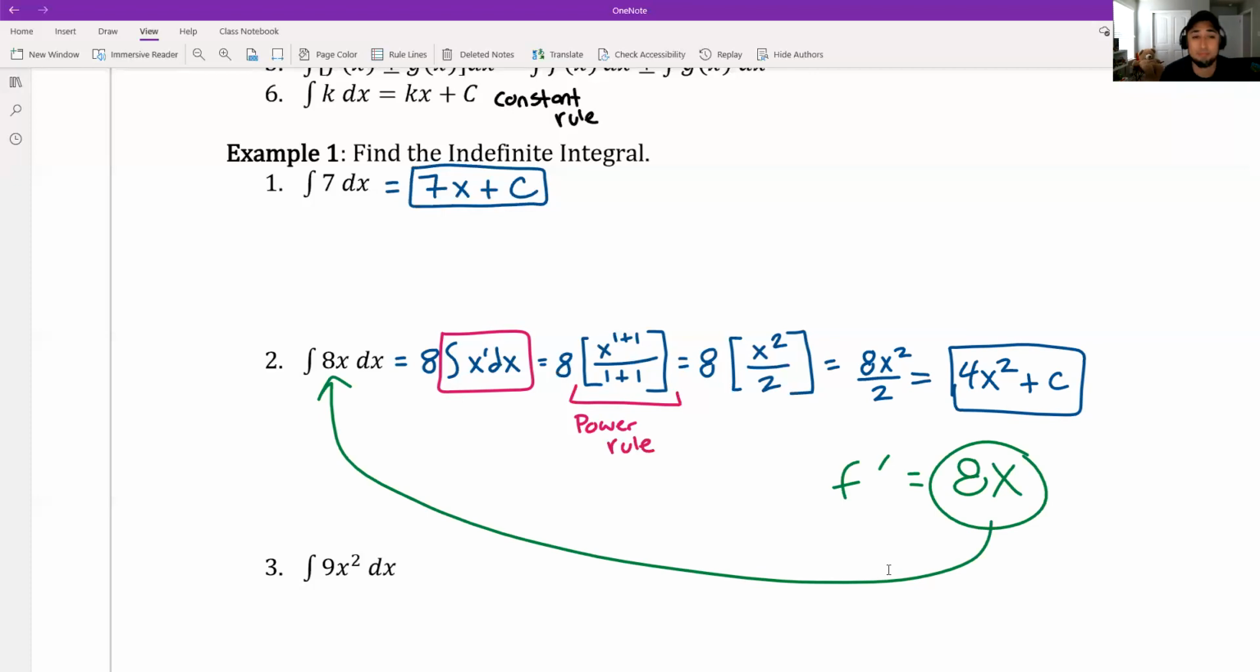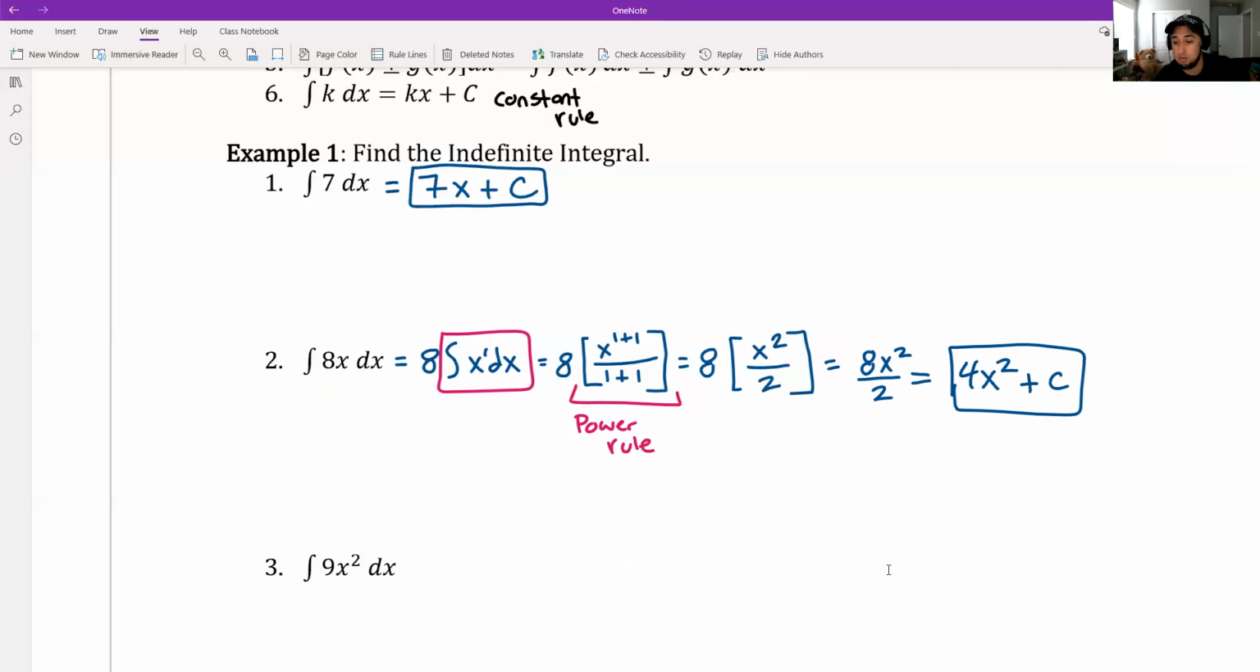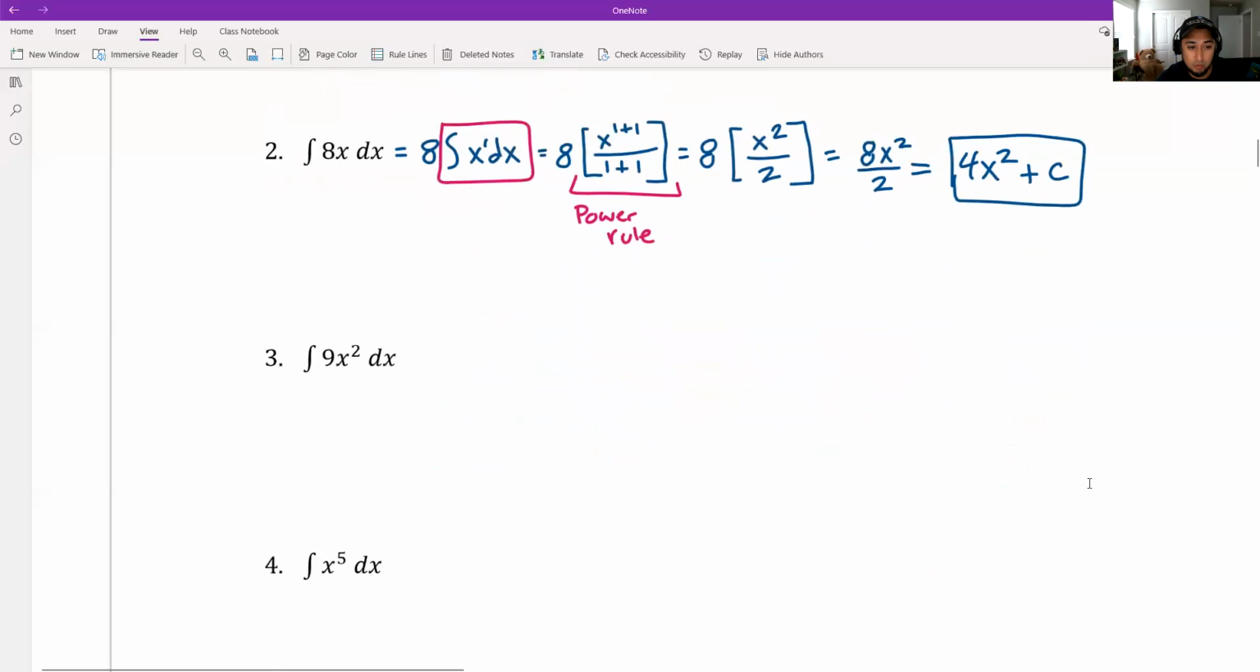There you go. That's it. Okay, let's keep going. Do it again on 9x squared.